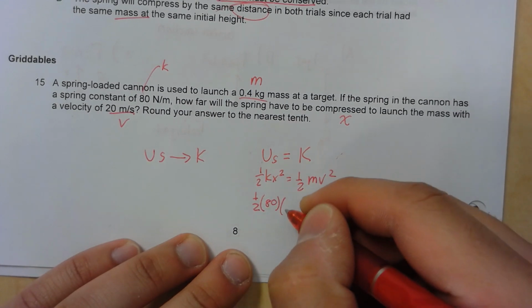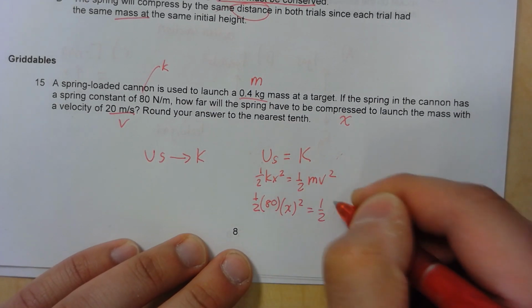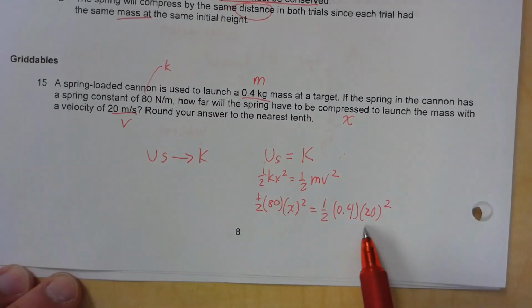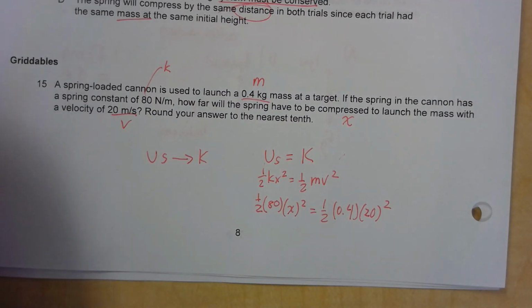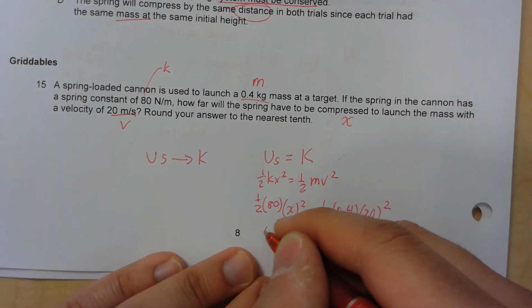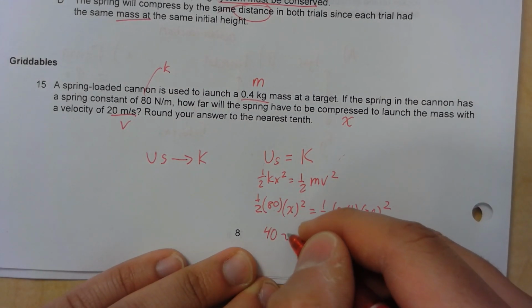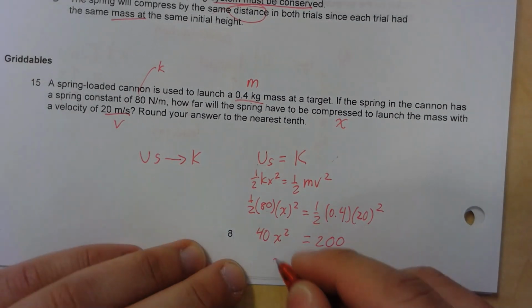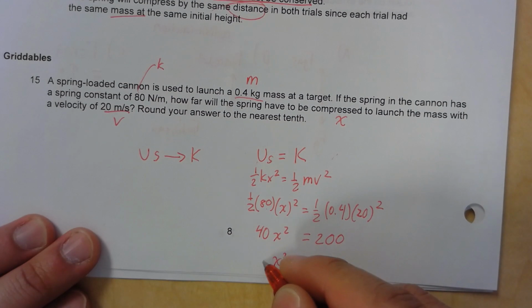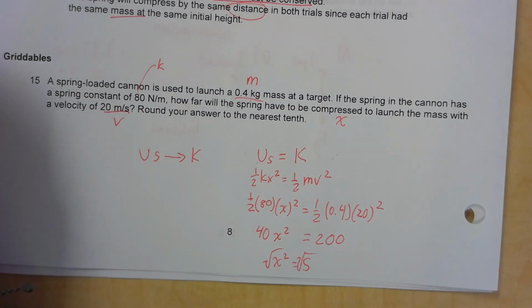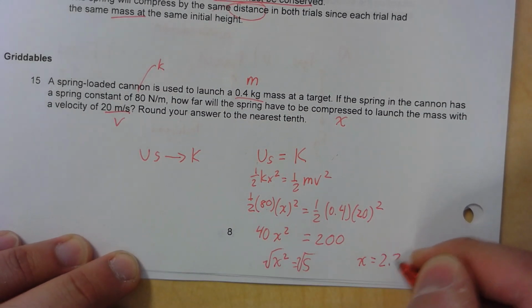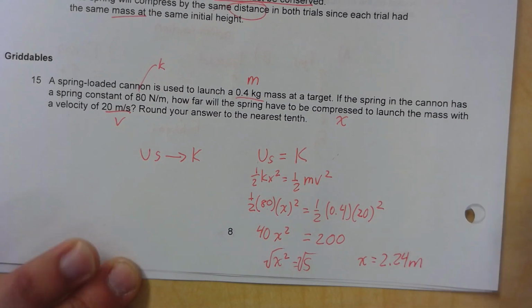Got 80 here. I'm going to solve for x. I know my mass. I know my velocity. So I'm going to plug all this into my calculator at once. It's 200 on this side. I'm going to do half times 80. Divide both sides by 40. Take the square root. And that gives me x equals 2.24 meters. Not very realistic.